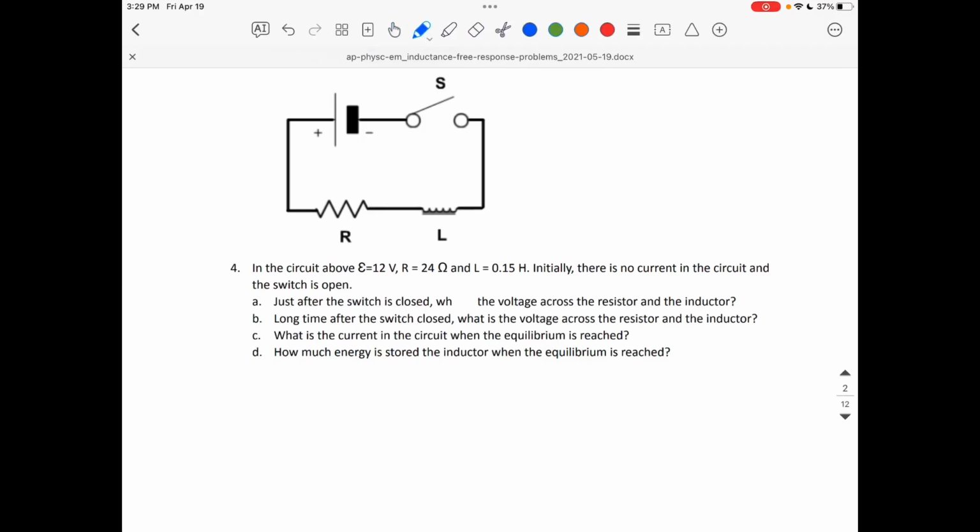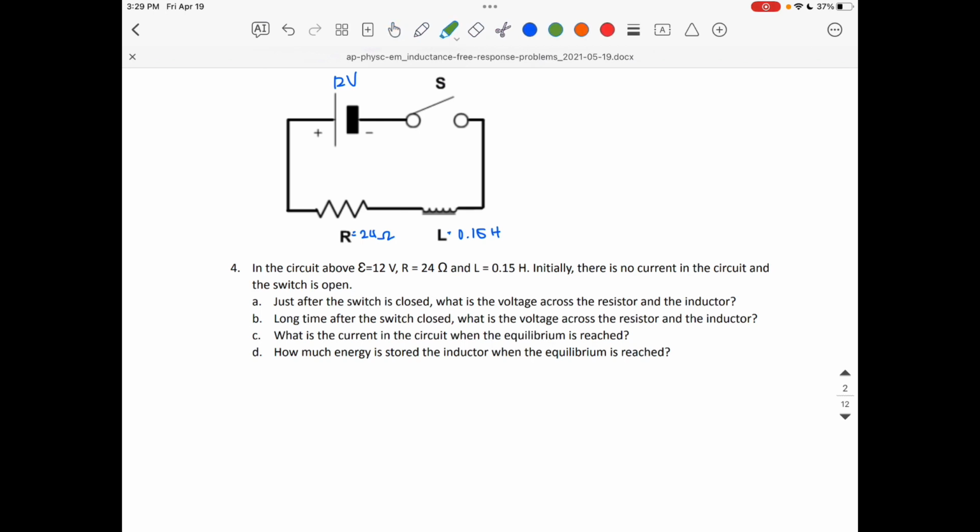For problem number 4, we've got a circuit with a 12-volt battery, a 24-ohm resistor, and a 0.15 Henry inductor. There is no current in the circuit, and the switch is open. After the switch is closed, what is the voltage across the resistor and the inductor?